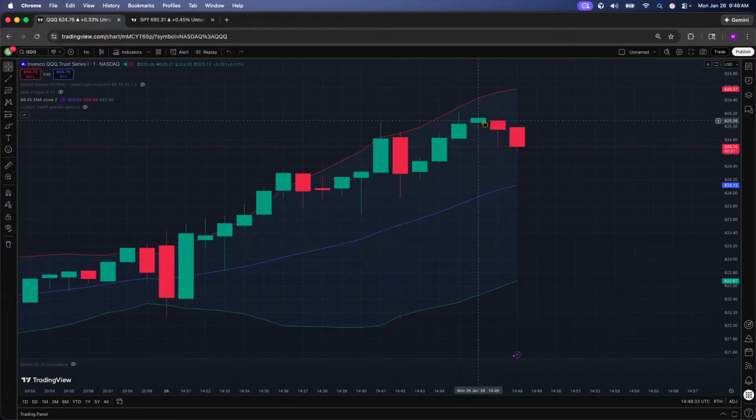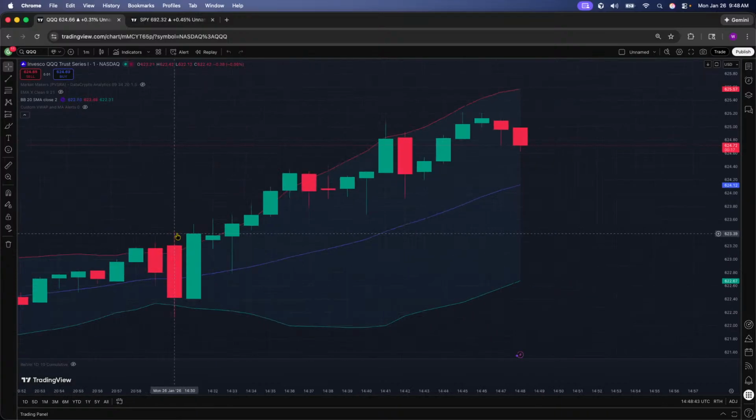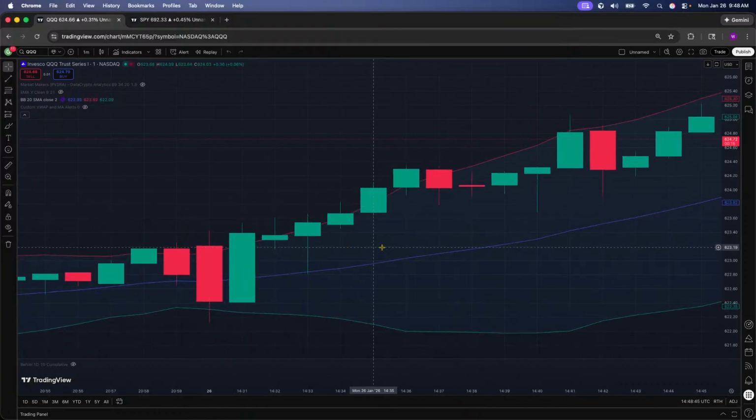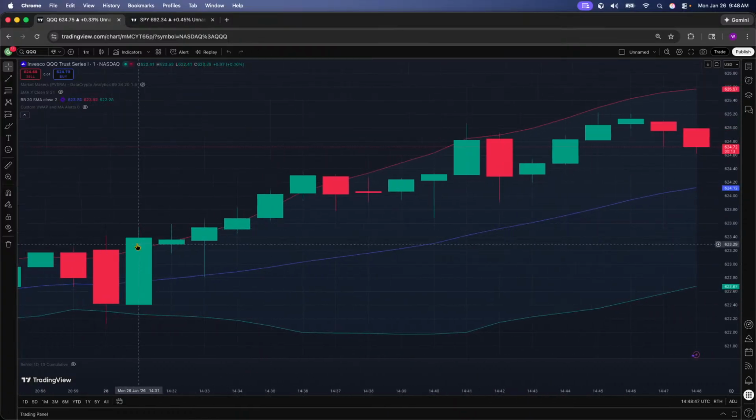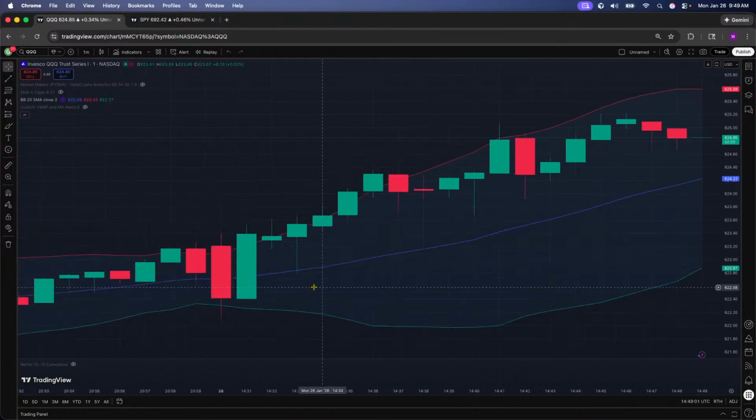18 minutes. So 1, 2, 3, 4, 5, 6, 7, 8, 9, 10, 11, 12, 13, 14, 15, 16, 17, 18. So the market opened up right here. Big, nice green bar, right? And each one of these candlesticks represents 1 minute of action between the buyers and the sellers. Every green is going to represent a bull or a buyer, and every red is going to represent a bear or a seller, right? So QQQ, and I'm looking at it on the Bollinger Bands.